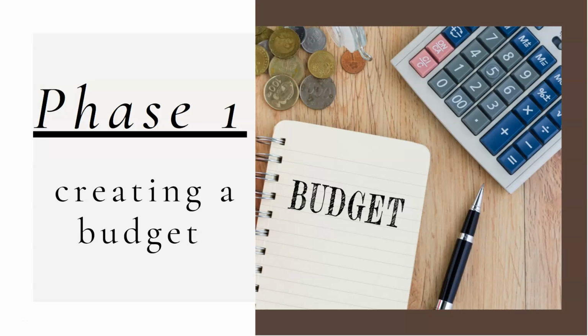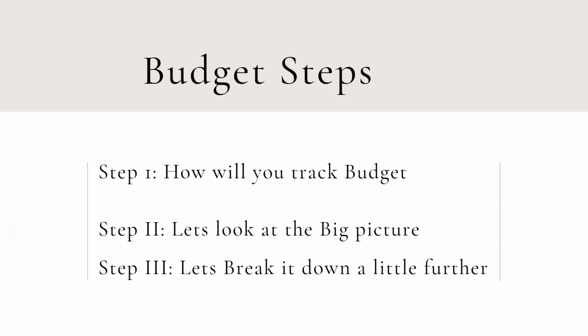So today I want to talk about actually creating a budget, and it's really simple, really easy, doesn't take a whole lot of time. It's more of just sitting down and getting it done. So what I'm going to do is kind of break down creating a budget into 3 different steps just to help the process go smoother. So the first step, I will show you how to track your budget. The second step is we're going to look at the big picture, and then the third step, we're going to break it down a little bit further.